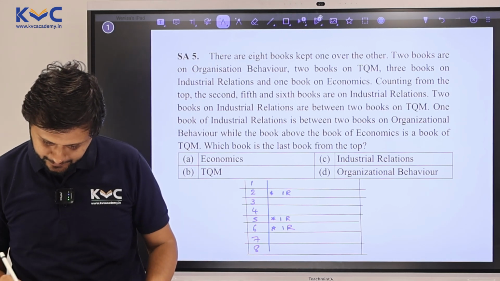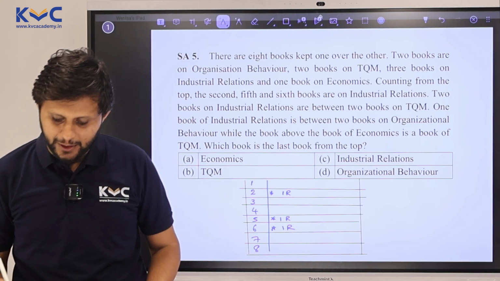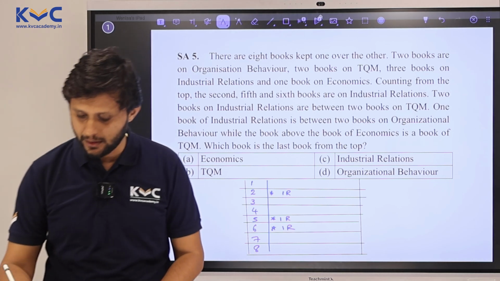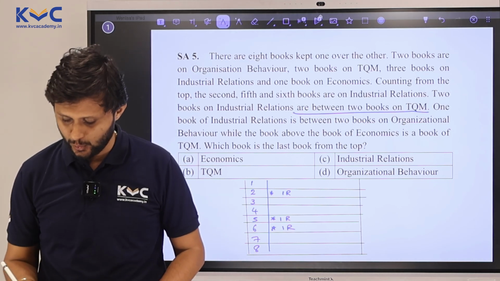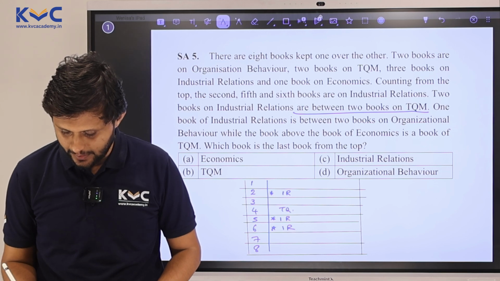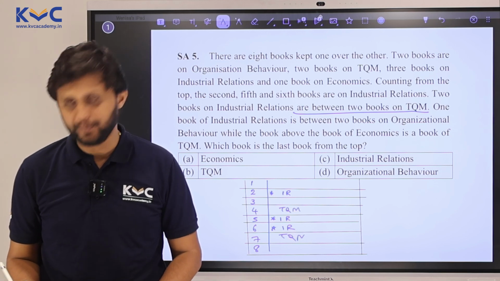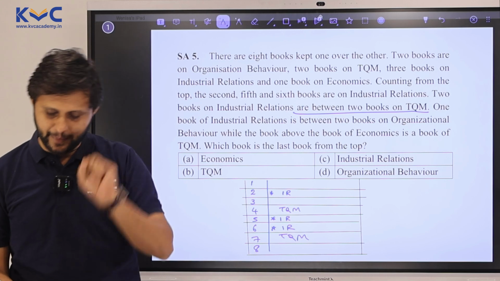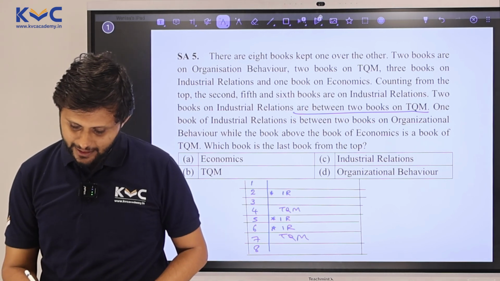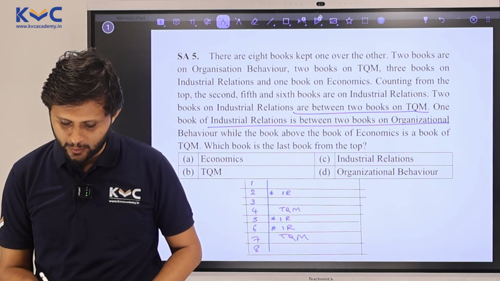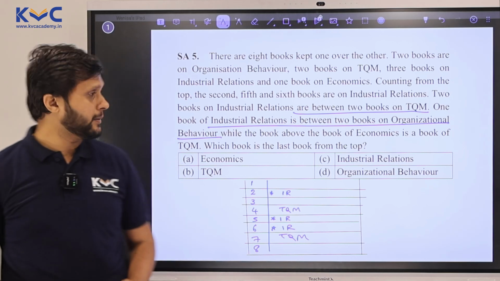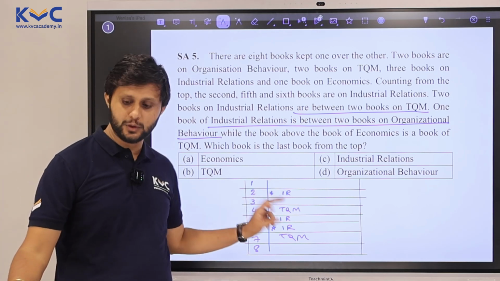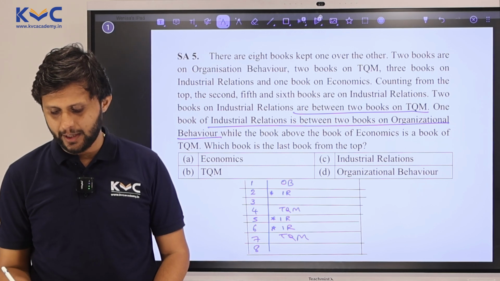Where are they? They are between 2 books of TQM. Here, see. Between 2 books of TQM. So we have TQM and we have TQM. If you read that again, it matches. 1 book of IR is between 2 books of OB. So we have OB over here and OB over here.